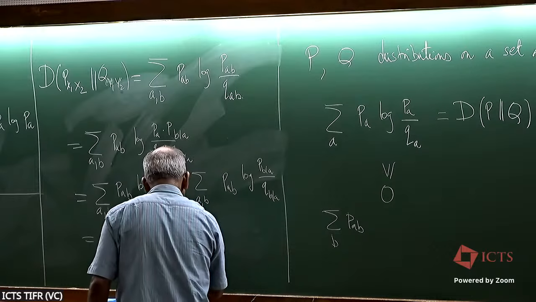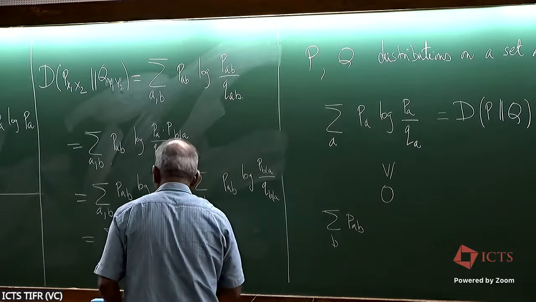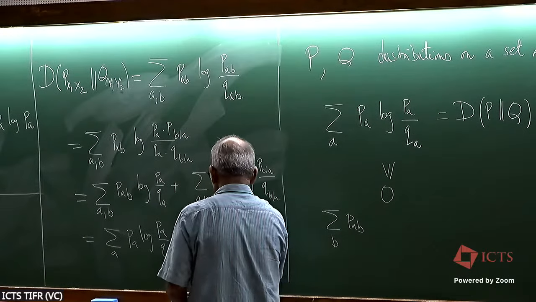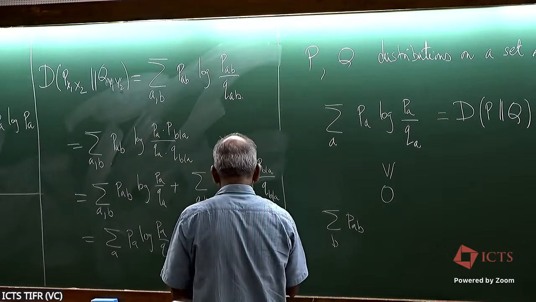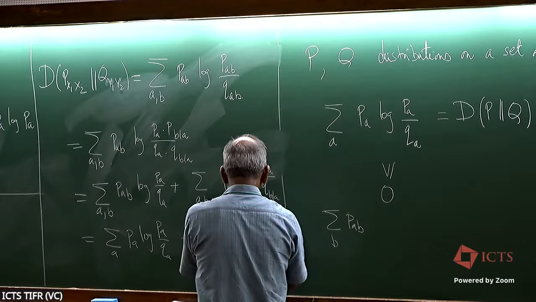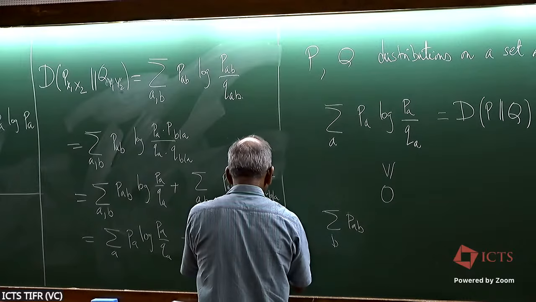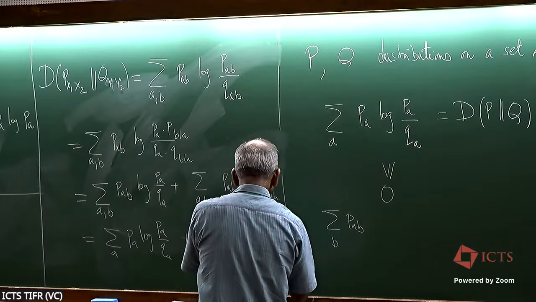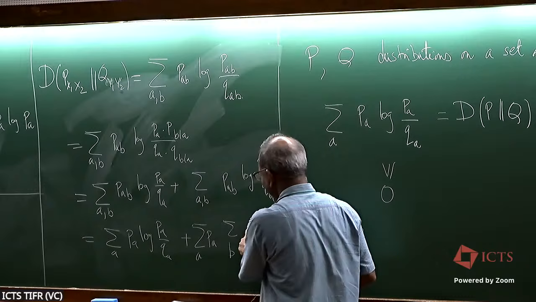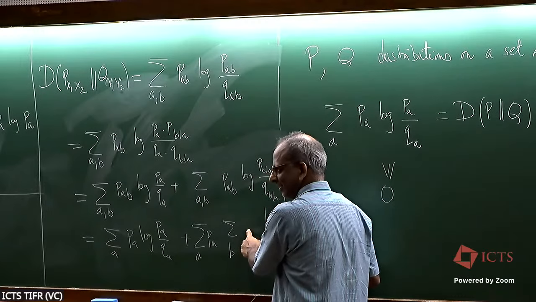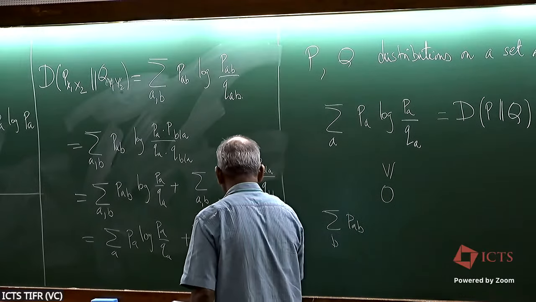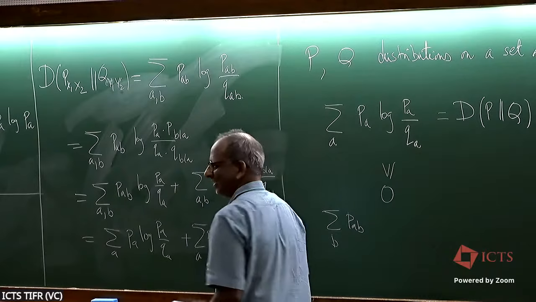I say summation over A, P(A,B), P(A), summation over B. I want you to tell me what else I should write. What should I write here? Good, thank you.